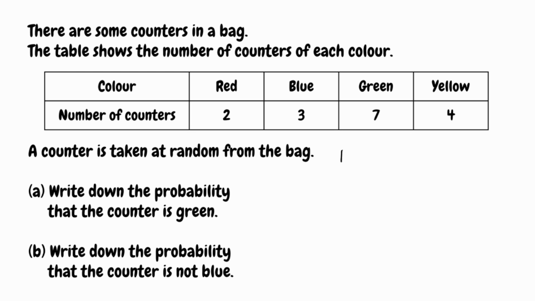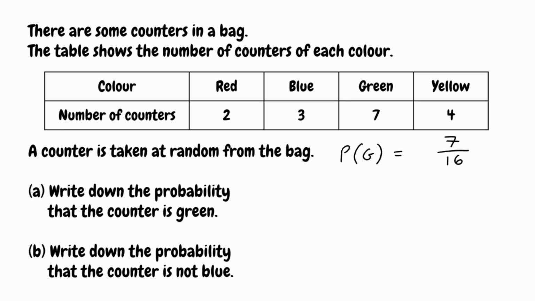So to figure out the probability that the counter is green, all we're going to do is simply take the number of green counters, which in this question is 7, and we're going to put that over the total number of counters. So we need to add them all up. Well, if we do 2 add 3, that gives us 5. Add on the 7 gives us 12. Finally, add on the 4, that's going to give us 16. So our denominator would be 16. We can't simplify that any further, so the probability of picking a green counter would be 7/16.